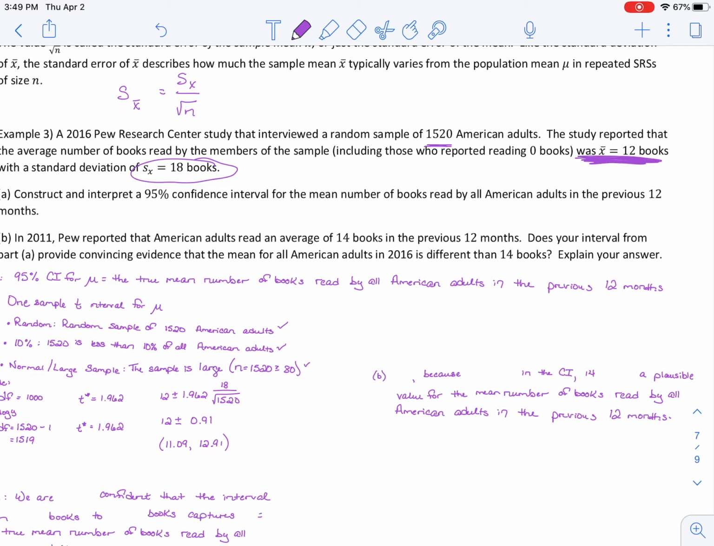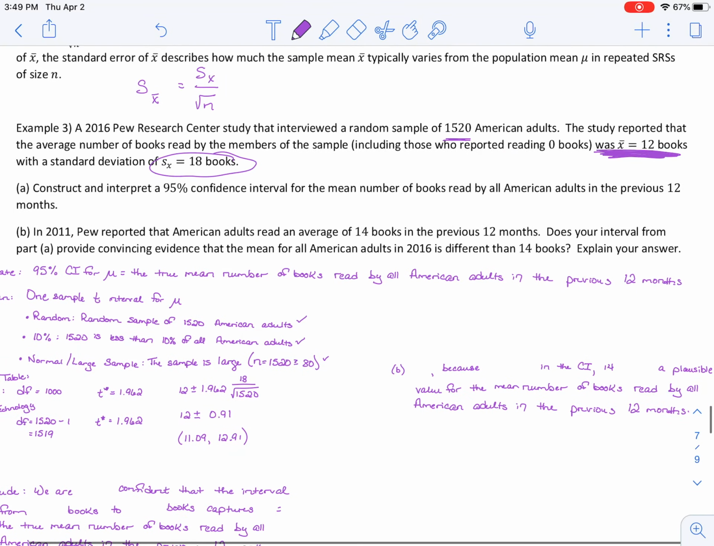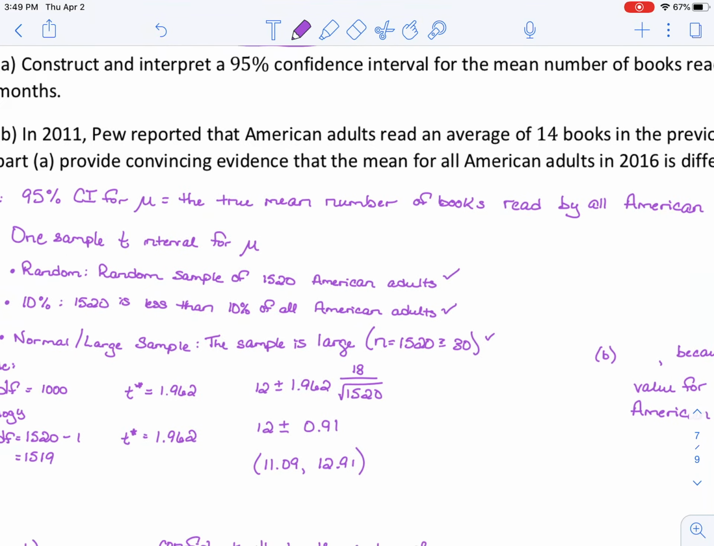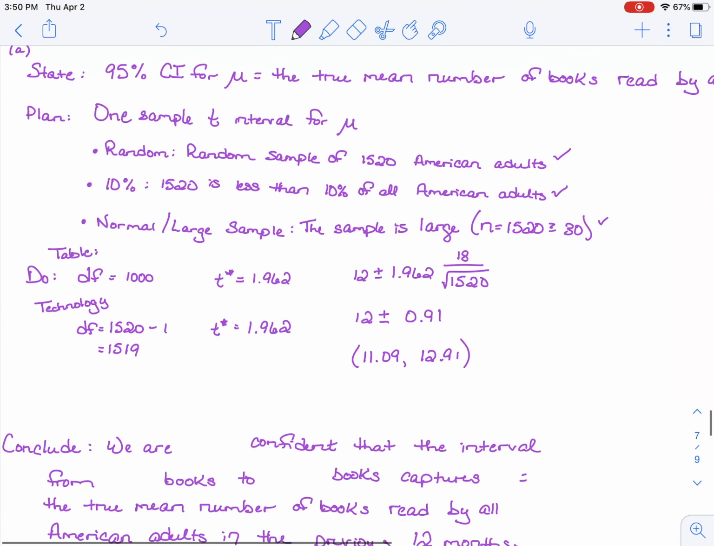If it was normally distributed, 95% of the data would be within 2 standard deviations of the mean, which means I would have 95% of my data between -24 and 48, which makes no sense when we're talking about the number of books that are read. So it's definitely skewed to the right, and that's okay because the sample size was large enough. So we just kind of ignored that fact.